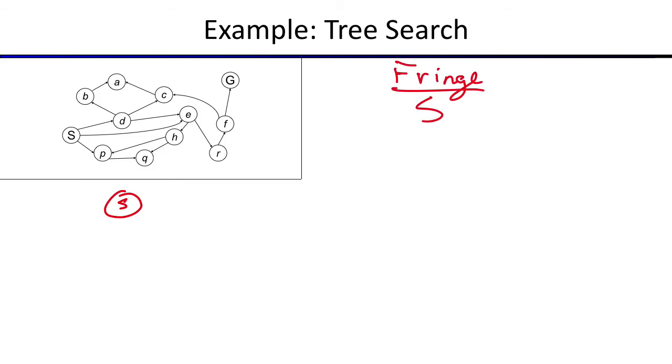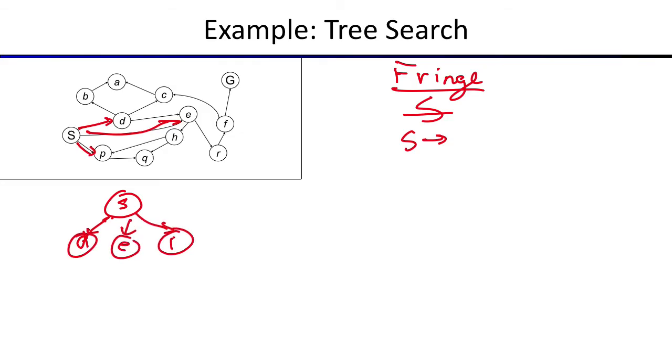We're in that loop. We take something out of the fringe. Right now there's only one thing. And check if it's a goal. It's not. Look at its successors. So those are D, E, and P. And so we're going to add these to the search tree. And our fringe is going to contain these nodes.